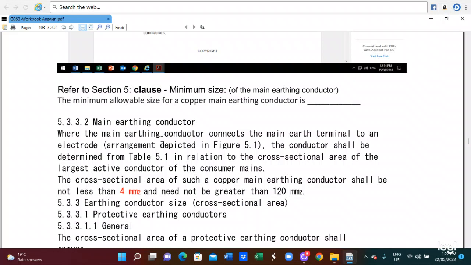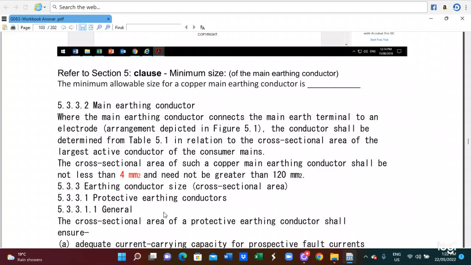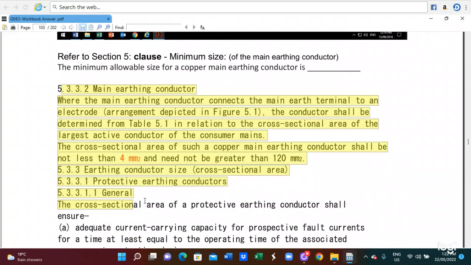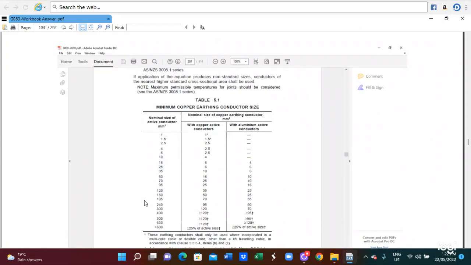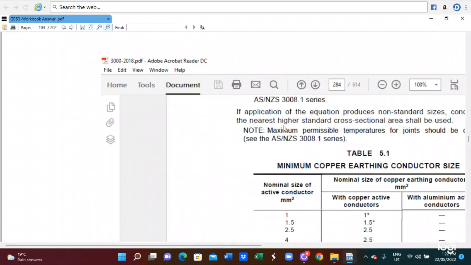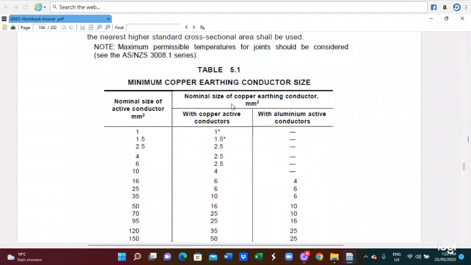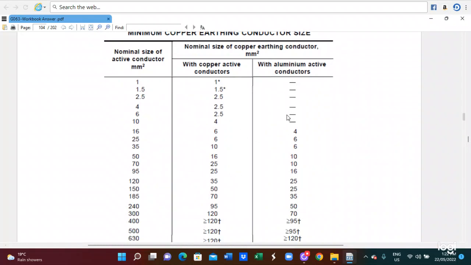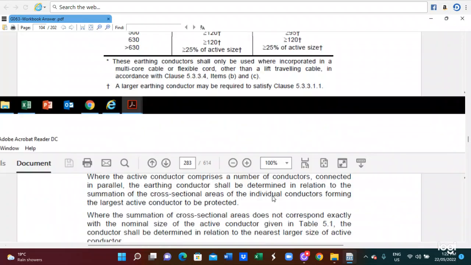For the main earthing conductor, you refer to clause 5x3x3x2. So this is the main earthing conductor definition. How to install the main earthing conductor, you have to refer to this clause. And also table 5x1 gives the minimum earthing conductor size. You can read the minimum earthing conductor size in table 5x1 depending on the active wire size. So this is the minimum earthing conductor size you can select from this table.